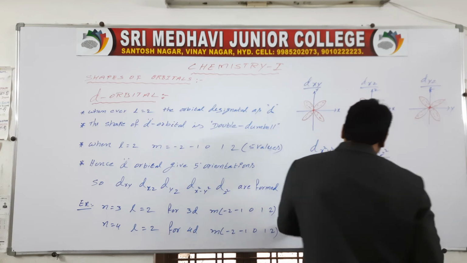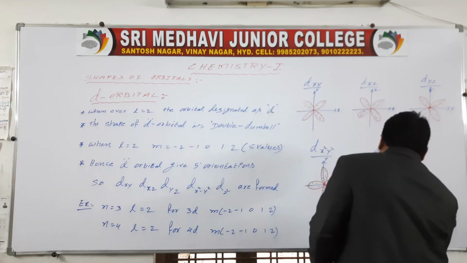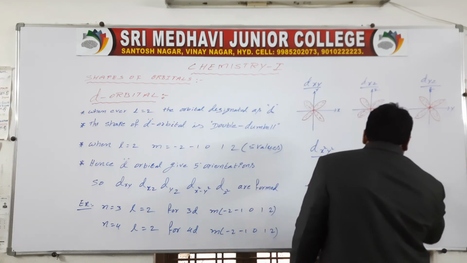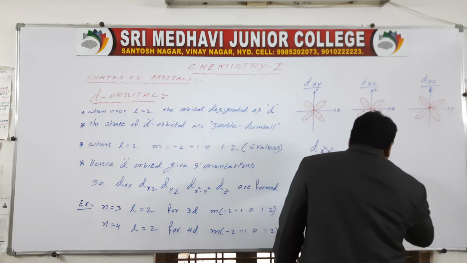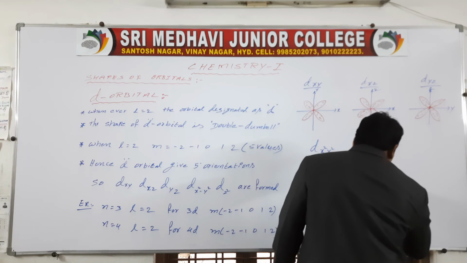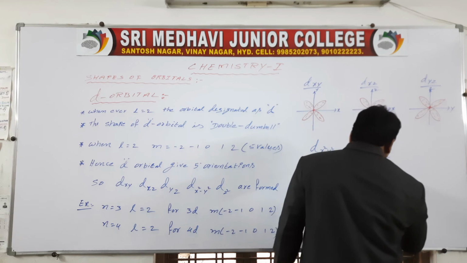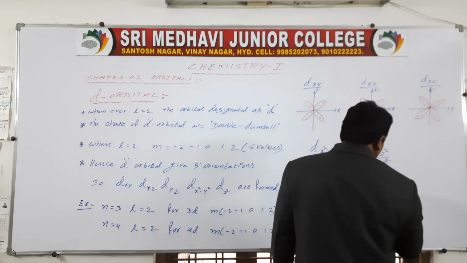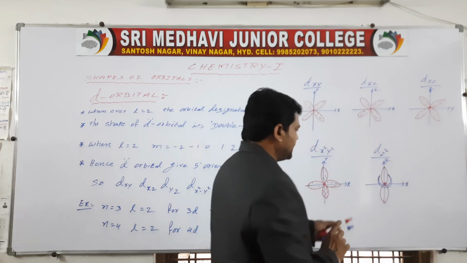Next, dz square. It is different. It has a different shape compared to the remaining 4 degenerate orbitals. Here I am taking x and z, which are perpendicular to each other. It forms 2 lobes on the z axis like this. It is the nucleus, and one more smoke ring is formed like this. So this is dz square.